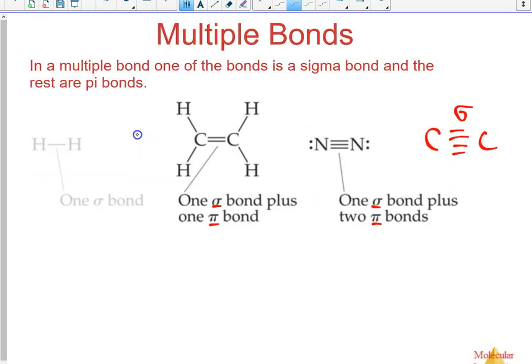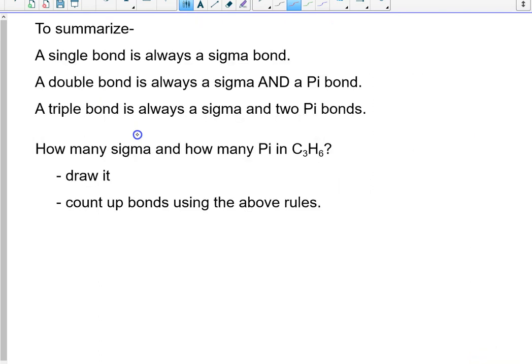Okay, now, to summarize. Yes. Every single bond is a sigma bond. And then a double, you would add another pi with it. Triple, you'd add another 2 pi. So here we go. To summarize, a single bond is always a sigma bond. A double bond is always a sigma and a pi bond. A triple bond is always a sigma and 2 pi bonds.